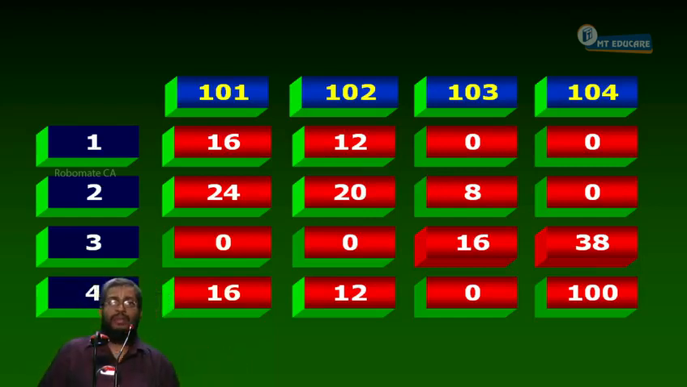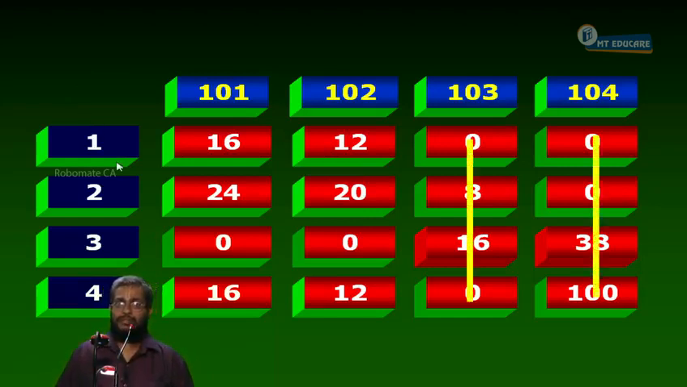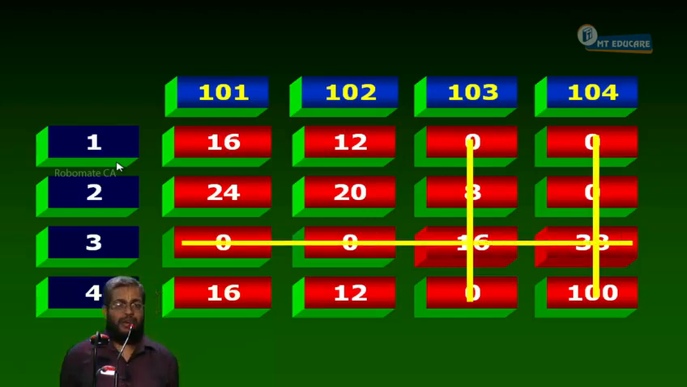Next, point number 2. We decided to draw against the columns, and ultimately covered all the zeros with how many lines? 3 lines. And ultimately covered all the zeros with 3 lines. Had we chosen rows, same point, you continue.